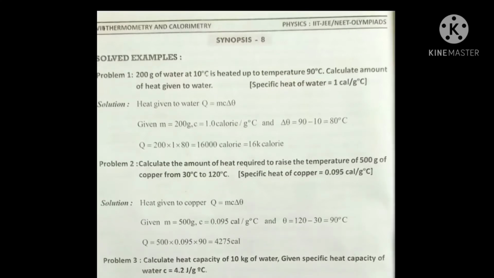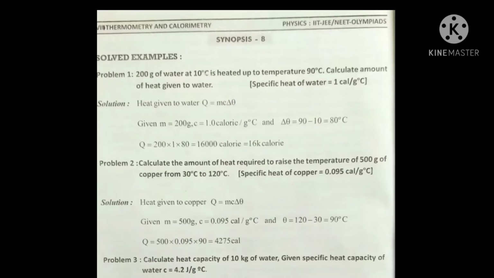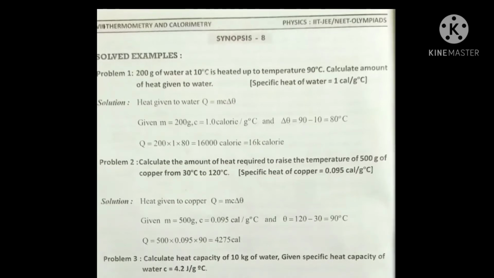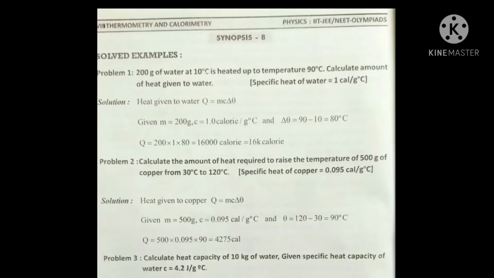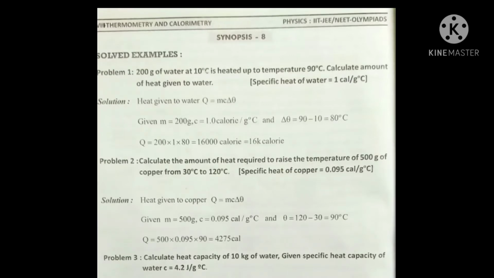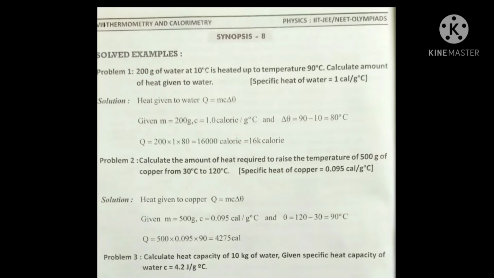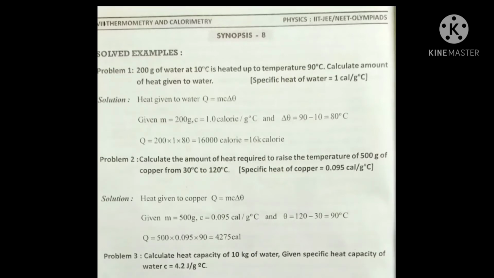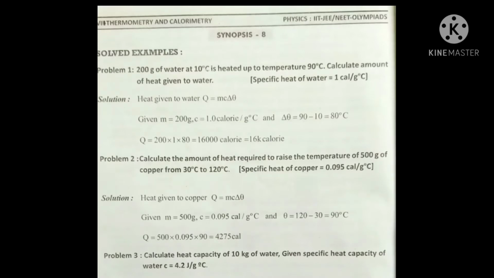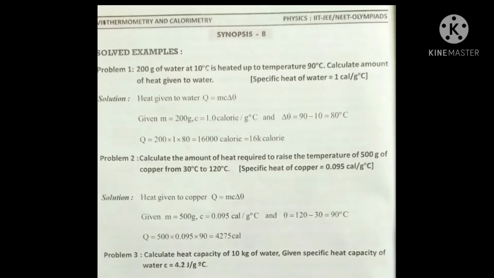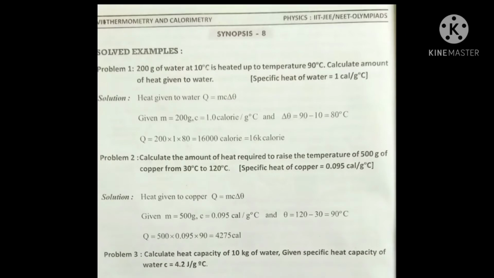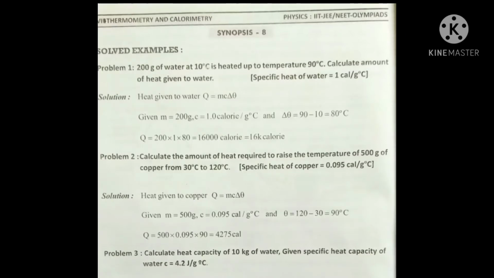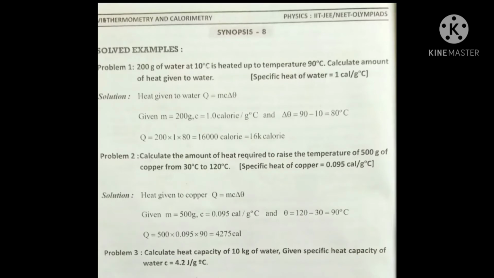Today we are going to discuss our synopsis 8 problems based on specific heat. This is our first problem. 200 grams of water at 10 degrees centigrade is heated up to a temperature of 90 degrees centigrade. Calculate the amount of heat given to water. Here the specific heat of water is equal to 1 calorie per gram degree centigrade.